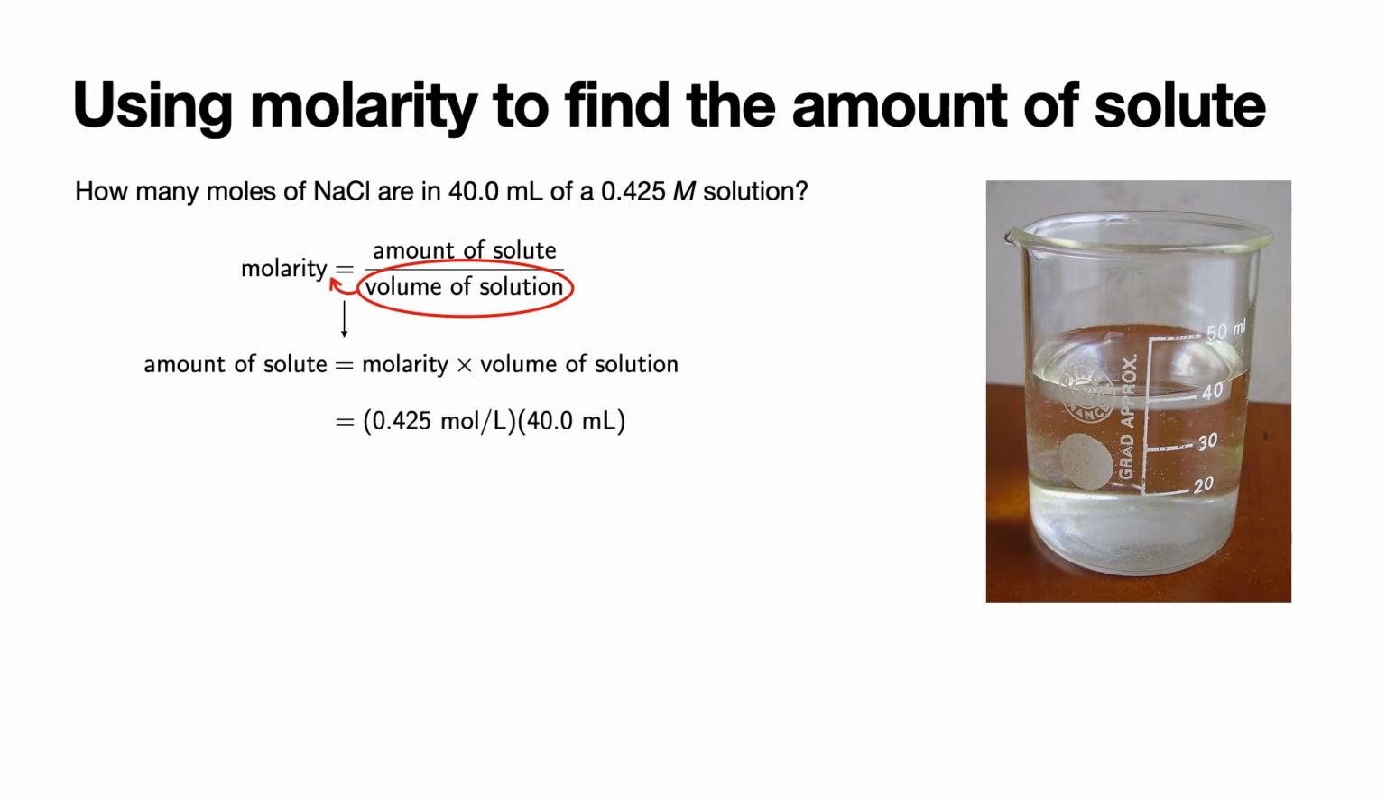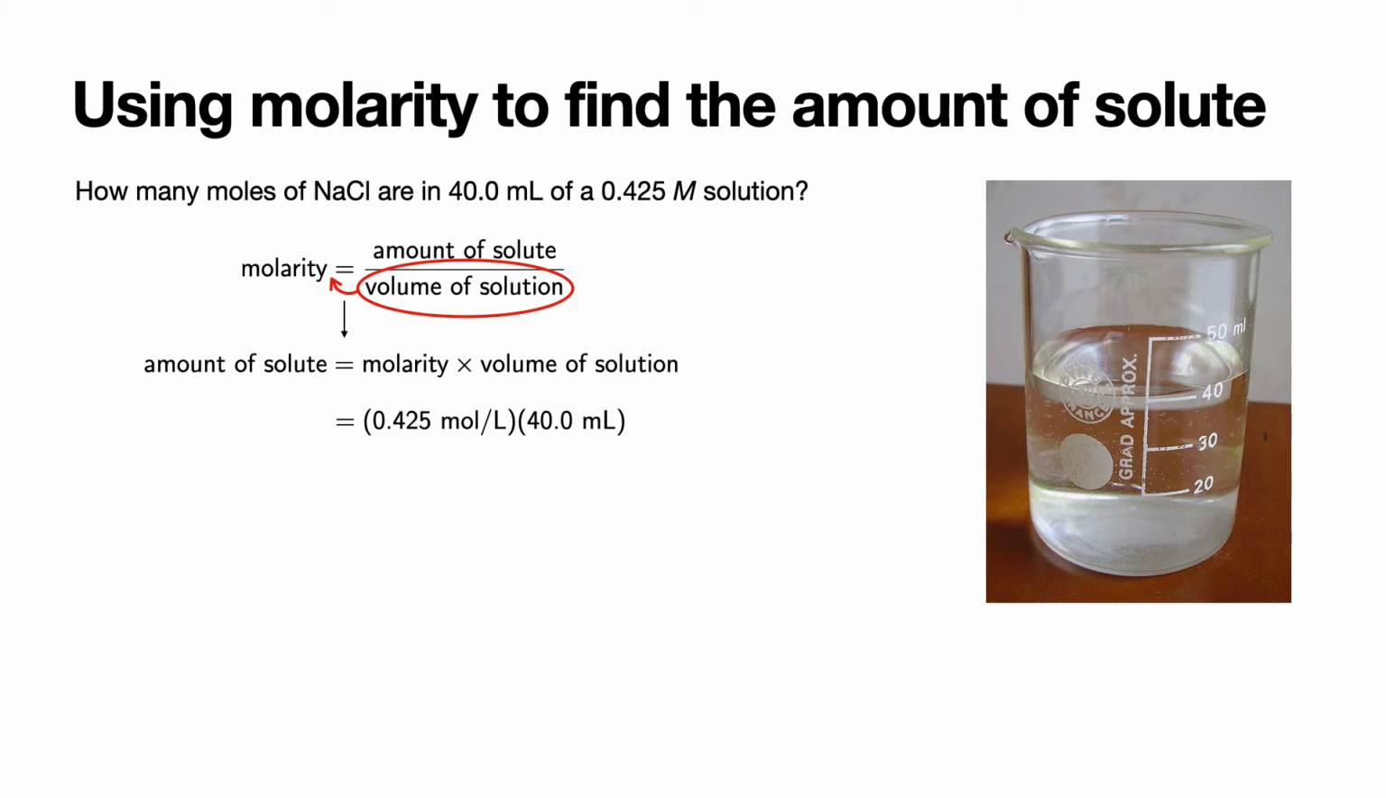Now, before I proceed here, molarity has units of moles per liter, and the volume of solution that I've got here has units of milliliters. So if I were to multiply these quantities right away, the units are not going to cancel out properly. We've got liters in the concentration part, and we've got milliliters in the volume part. So if I want my units to work out, I need to convert from milliliters to liters.